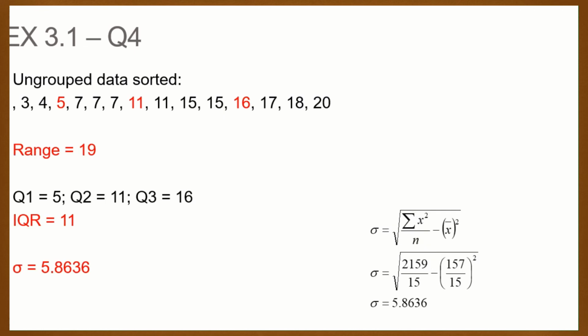So let's look at ungrouped data. How to find your standard deviation? Square one by one, no choice. You've got to square one by one. 1 square plus 3 square plus 4 square plus 5 square plus 7 square, plus one by one. Total will be 2159. Divide by 15 minus 15 square.